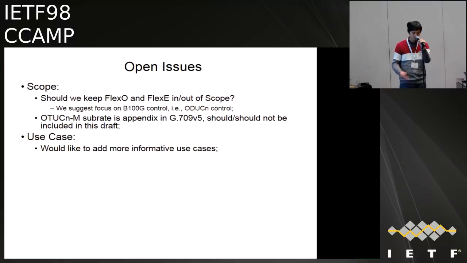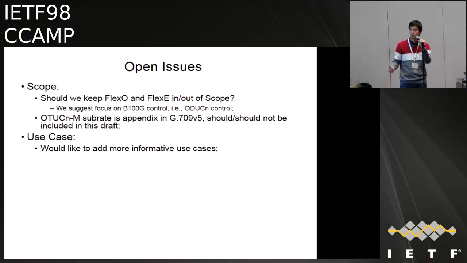What we are trying to give an open discussion on here is, I think we first need to confirm with all the experts here about the scope, because we notice there are some ongoing works, including Flex-O and Flex Ethernet, which are highly related with ODUCn. We need to confirm whether Flex-O and Flex Ethernet are in the scope or out of scope of this draft, because both of these are part of the G.709, but we can address this work separately in separate drafts. The second issue is that the OTUCnM is a kind of appendix, so it can be included or should be excluded in the draft.